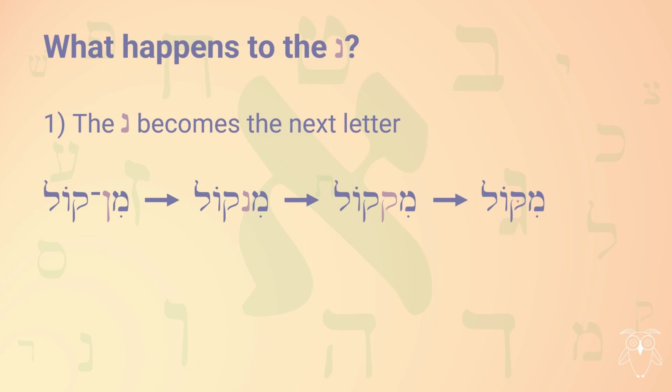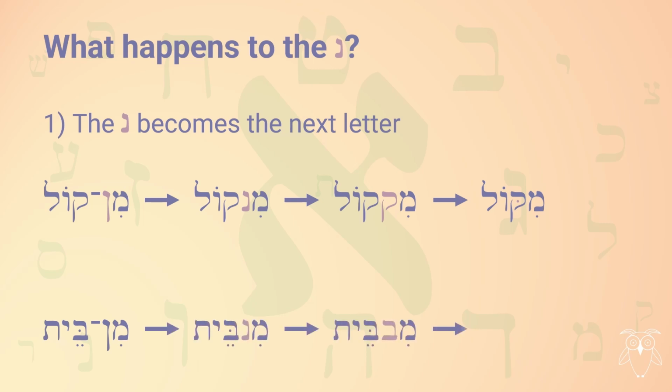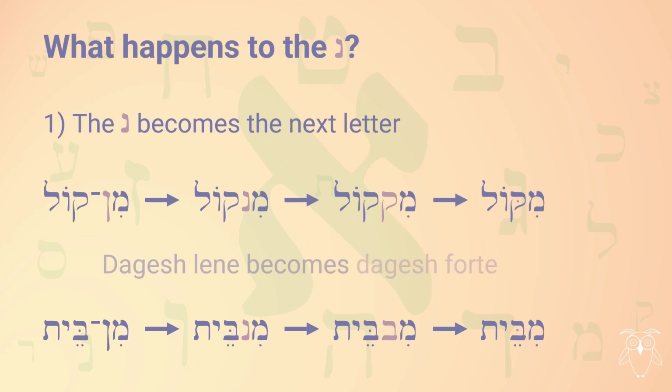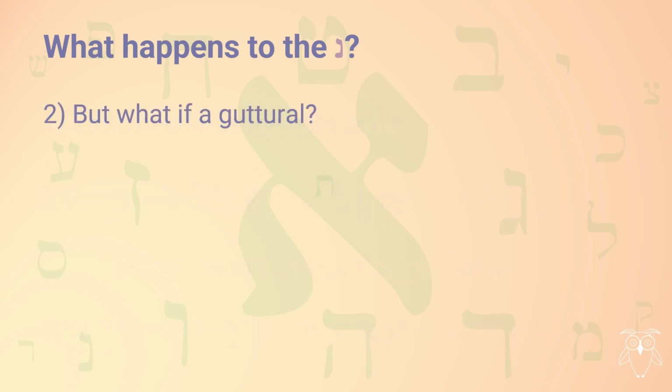But what happens if there already is a dagesh in the first letter, like in the beth? Well, let's follow the same steps here. Min makef beth, min beth, mibeth, mibbeth. And now, through the magic of the rules of the dagesh, this dagesh lene is now a dagesh forte. Can you see the difference? No, but if you know the rules for the dagesh, you should be able to deduce that this is a doubled beth.